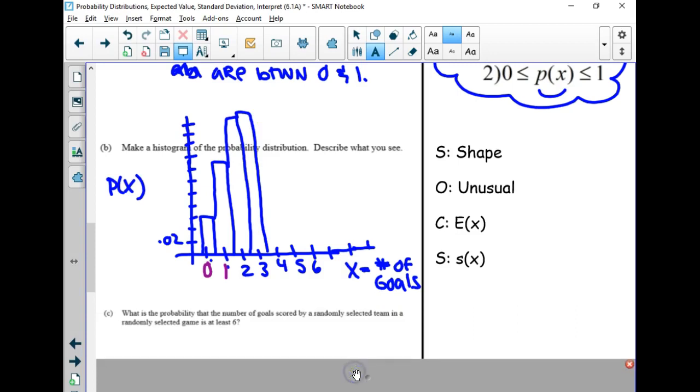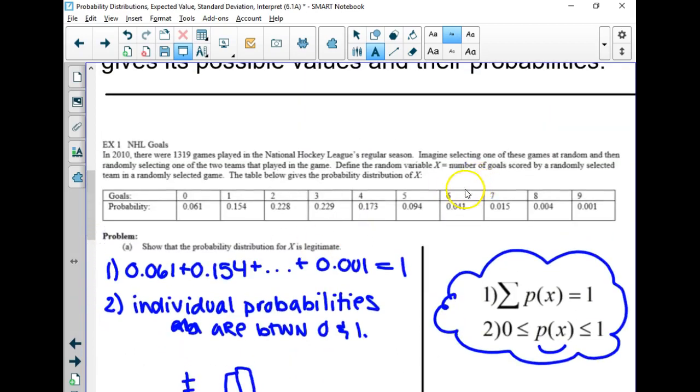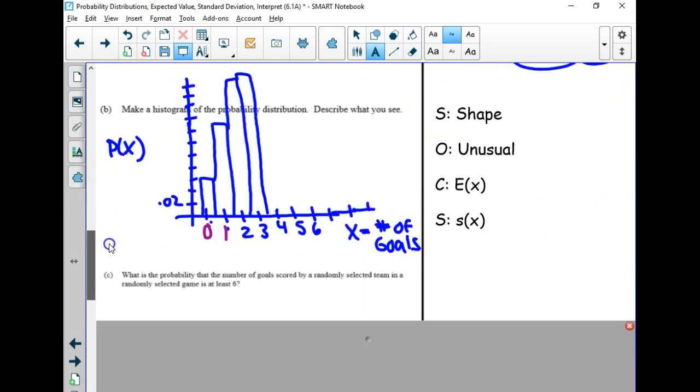But first, in part C, it says what's the probability that a randomly selected team in a randomly selected game scores at least 6. And how we do that is we go up to the distribution. At least 6 is 6, 7, 8, or 9. So we add across 0.041 plus 0.015 plus 0.004 plus 0.001. Please do that now for part C. Pause it, show your work, and get the answer.